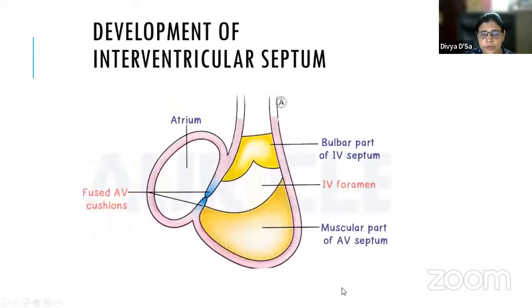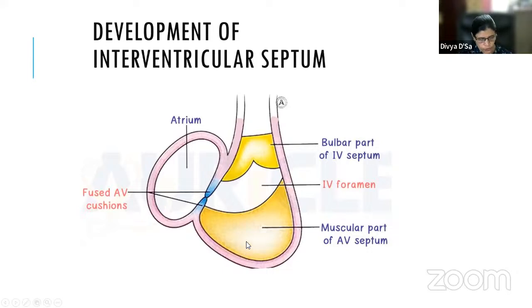So the first thing that happens is the development of the muscular part. From the floor of this primitive ventricle, a septum develops, the muscular septum. Here the proliferation of mesenchymal cells which form the muscle part takes place. This we call the muscular part. So a median muscular ridge will grow upwards from the primitive ventricular floor.